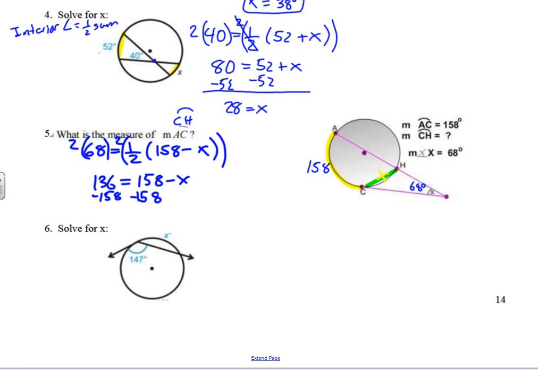And that would be negative 22 equals negative X. Divide by negative 1. And so 22 would be X. So the measure of arc CH would be 22.